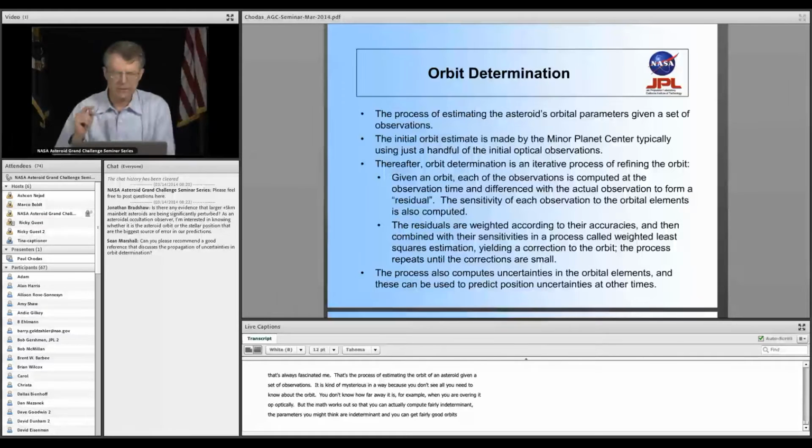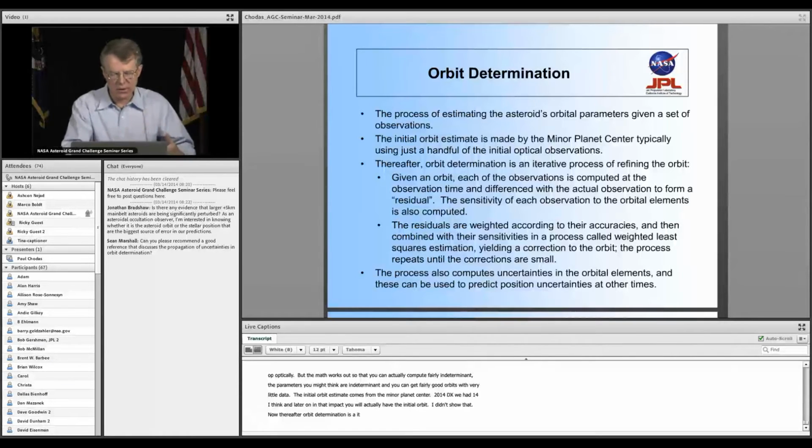The initial orbit estimate comes from the Minor Planet Center. I wanted to point that out. And it's typically based on just those handful of initial observations. For 2014 DX110, we had 14, I think, and later on in that talk, you will actually have the initial orbit. I didn't show that. Now, thereafter, orbit determination is an iterative process of refinement.